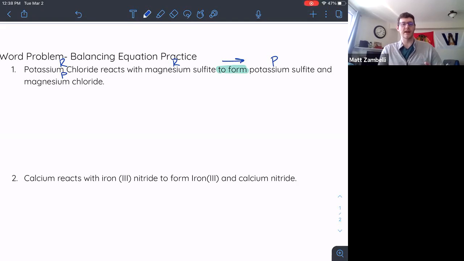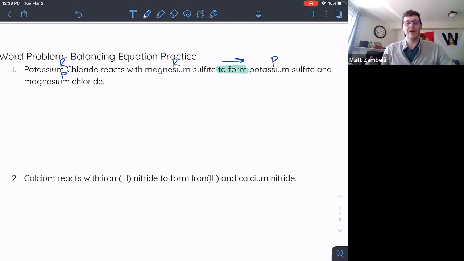So before we go do anything else, what do we think this is? A single replacement, double replacement, combustion, decomposition, or synthesis? We had to take a guess. Double replacement is perfect. We have 2 different compounds reacting to make 2 new compounds. We have 2 things switching spots, so we're going to have a double replacement reaction here.